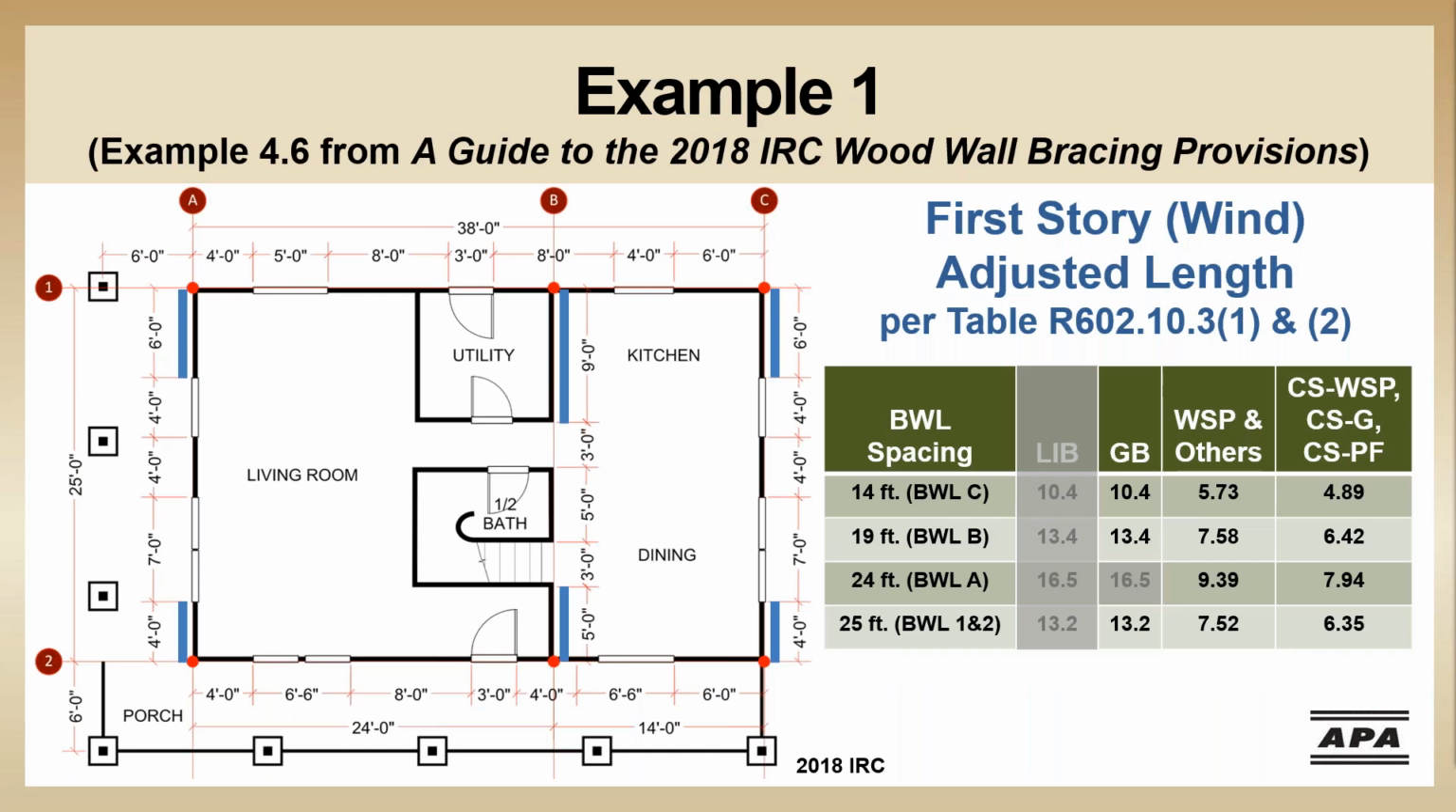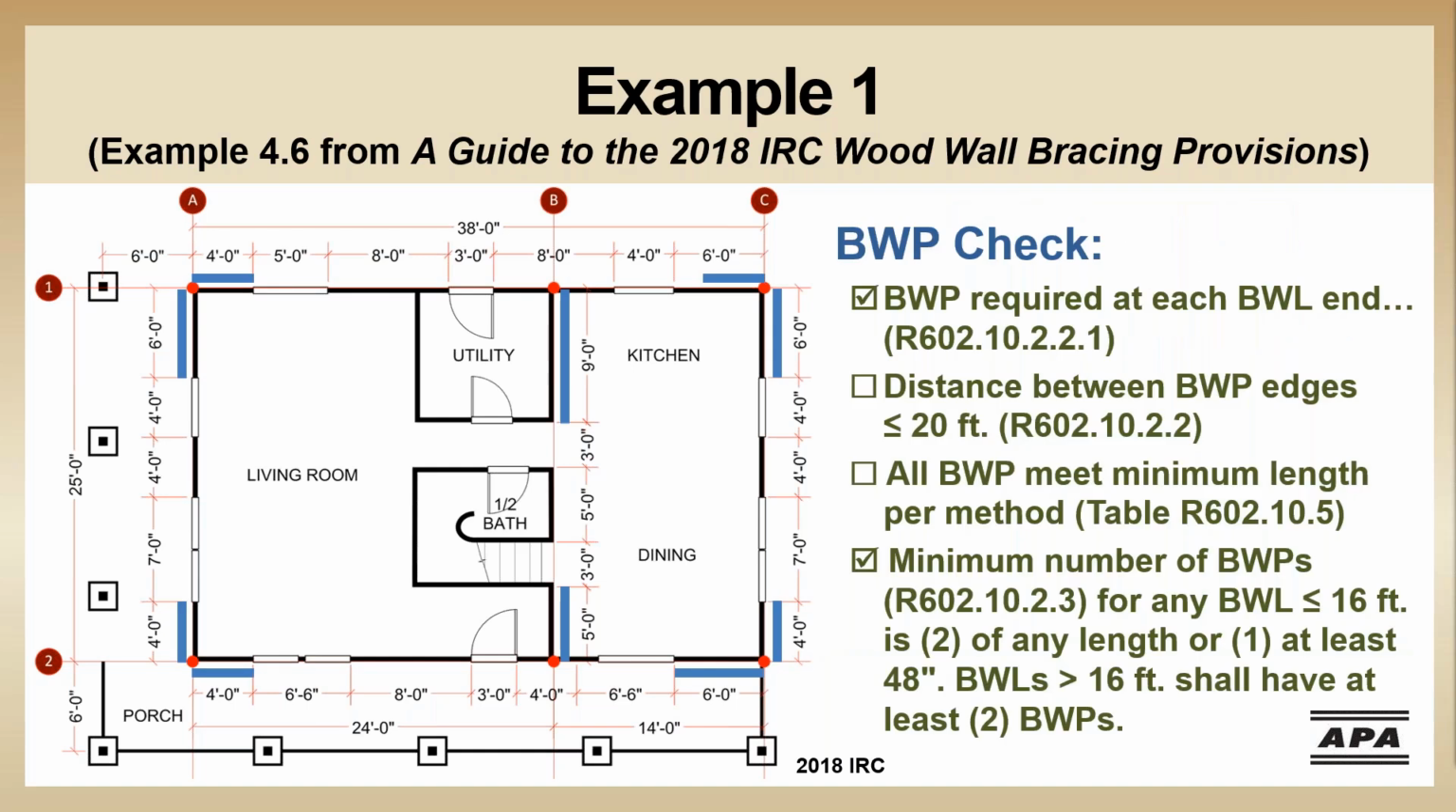Going back to our floor plan, we're going to go ahead and place braced wall panels at the ends of braced wall line 1 and braced wall line 2. This is going to easily get us enough wall length. Now going through the wall bracing section checklist, we've got the requirements for panels at each end covered. We've also met our minimum number of panels per line.